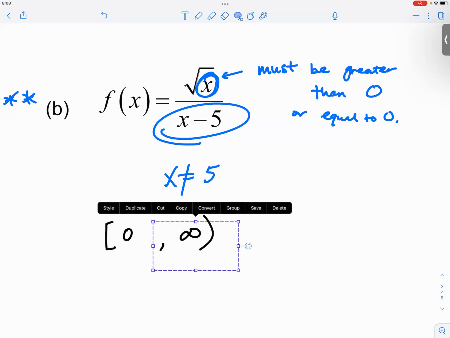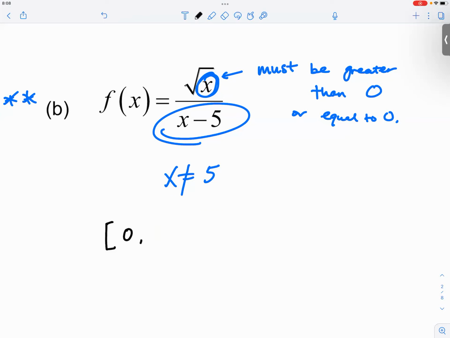So how do we include the 5 in the whole interval notation? We'll say, oh, so it's everything from 0 to 5, not including 5. And then we go from 5 all the way to infinity. So again, parentheses are used when you are not including the values, and brackets when you include the value. So we use a bracket for 0 because 0 is okay. We use parentheses for 5 because we do not want 5 to be included.